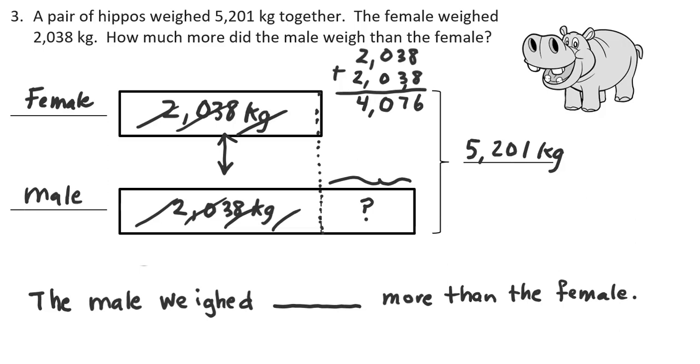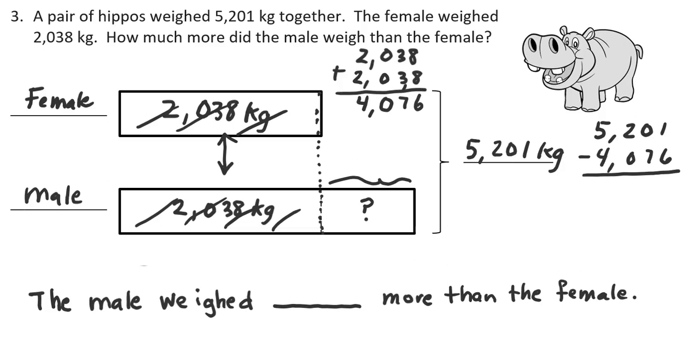I'm going to take that amount and subtract it from my total. That will give me my missing piece. So the total is 5,201. From that, I'll subtract 4,076.